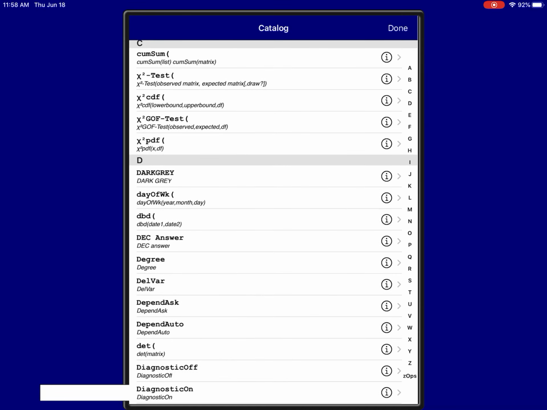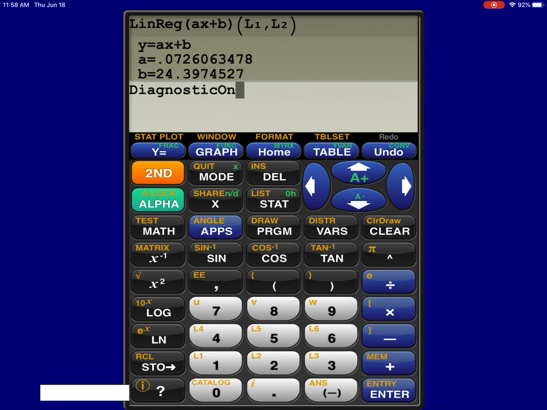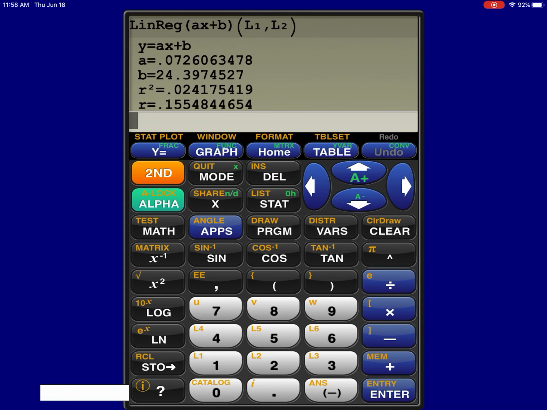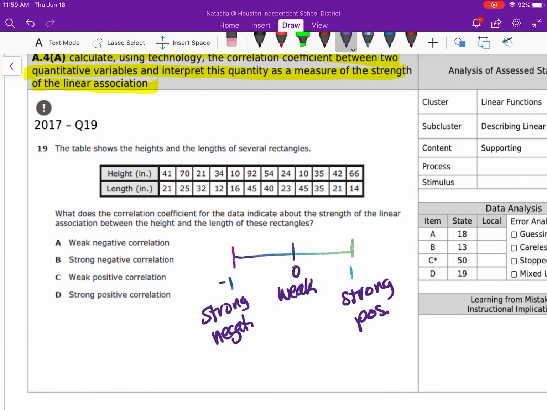I'm going to turn my diagnostic on. And now I'm going to go back and do this again. There we go. Okay, so I have the R squared value, which is 0.02, and then the R value, which is 0.15. So we're looking for the R value of 0.15.